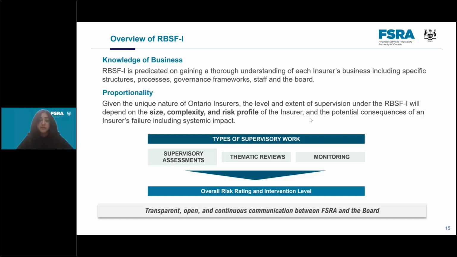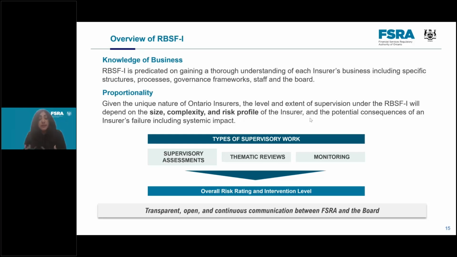Going back to the knowledge of business, this has a couple of different components. One of them is we do look at the macro, the meso, so the industry, and the micro factors. And the reason this is important for capital management as well is that when we are talking about risks that the insurer is facing, we do an assessment both on what is the insurer facing from a macro level, and then what is the impact on that insurer from the industry level. And in order to do that and determine what the impact is, we really do need to understand the individual insurers themselves. We carry out our supervisory work through supervisory assessments, thematic reviews, and monitoring. These are not separate and distinct, they're all connected.